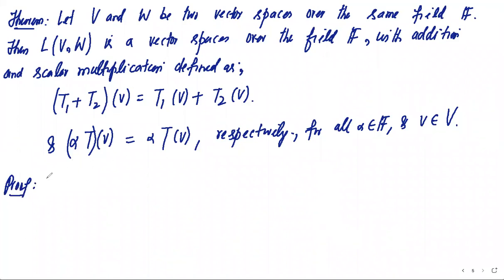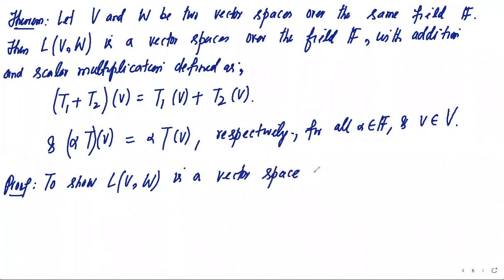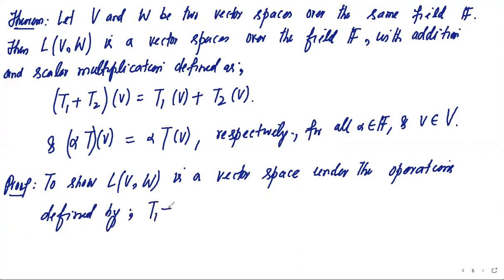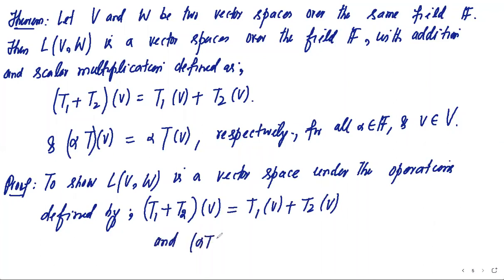So what we have to do is show L of V, W is a vector space under the operations defined by (T1 plus T2) of V equals T1 of V plus T2 of V, and (alpha T) of V equals alpha times T of V.